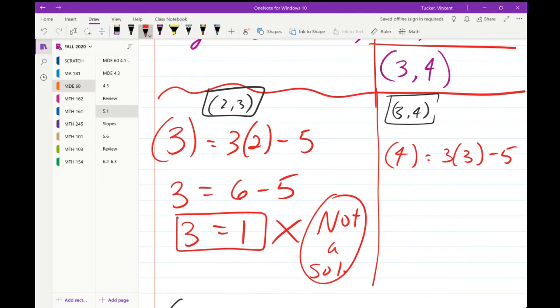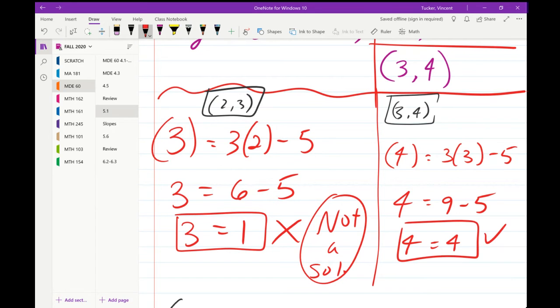All right, so doing the next one, we have (3, 4). 3 is x, 4 is y, so that's 4 equal to 3 times 3 minus 5. 4 equal to 9 minus 5. 4 is equal to 4. That's true. And yes, that is a solution. Any questions?